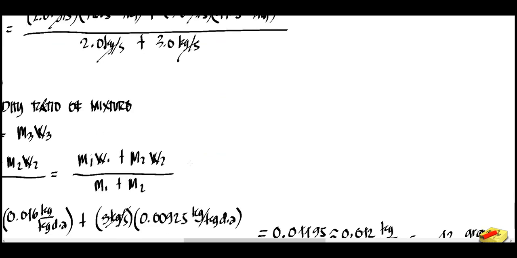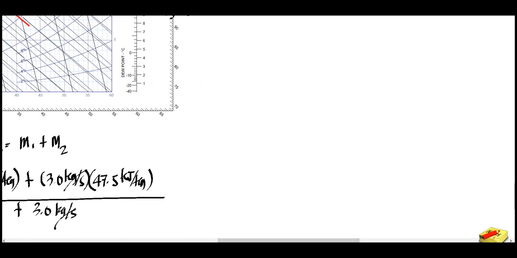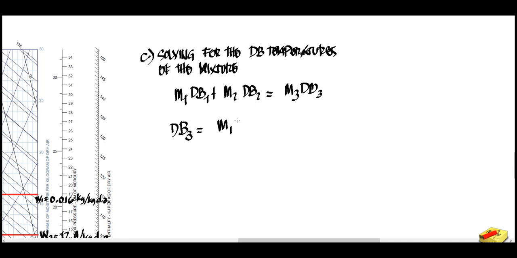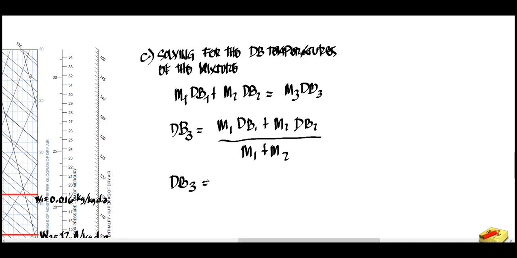So to confirm, we can also do another temperature balance, solving for the temperature of the mixture. So again, we have your equation. That will be dry bulb 1 times mass 1 plus mass 2 times dry bulb 2, which is equal to mass 3 times dry bulb 3. So we can get your dry bulb 3. Let's substitute the values.